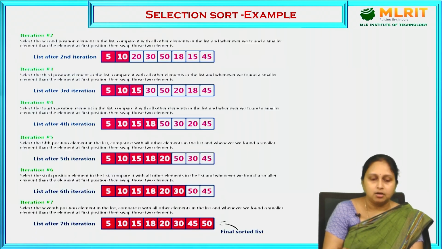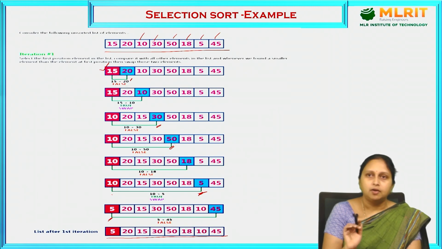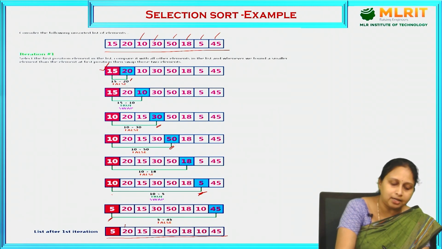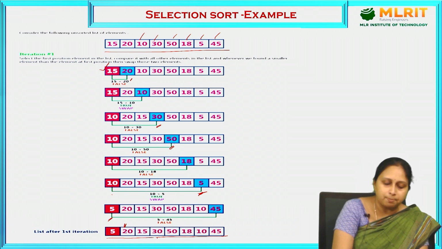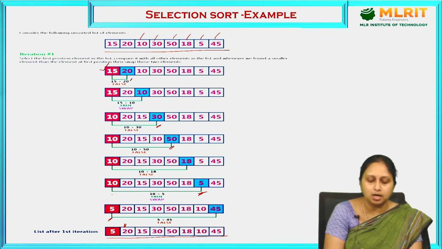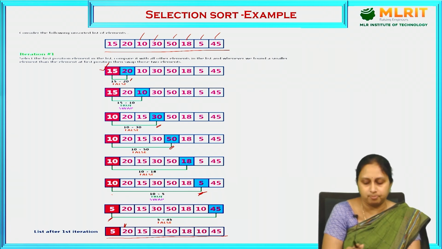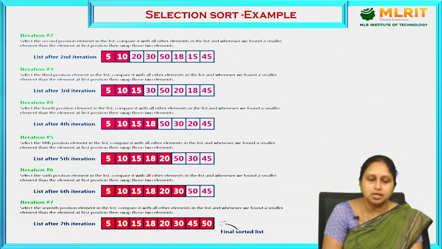Okay. Now coming to the second iteration. In the second iteration, what do we need to do? We need to take the second element, that is 20. Now it has to be compared with all the remaining elements, and whichever is smaller, those two are going to be swapped, right? Those two things have to be swapped.